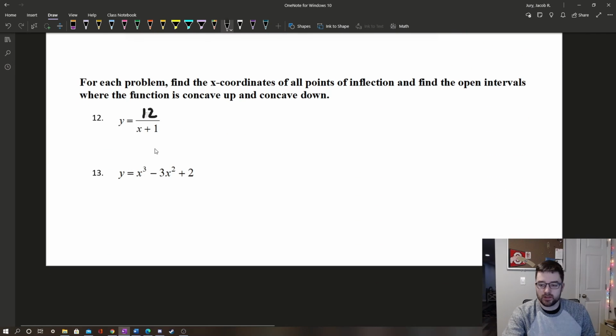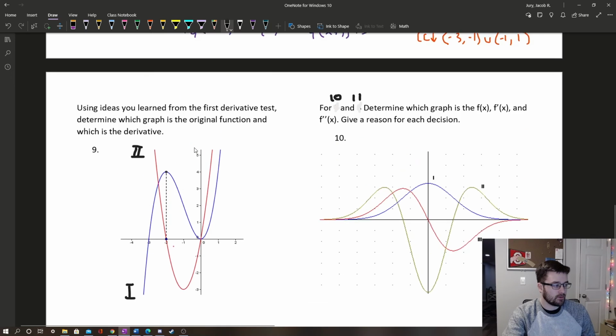So I would guess you'd need more space on this. I just wanted everything to fit on this page.